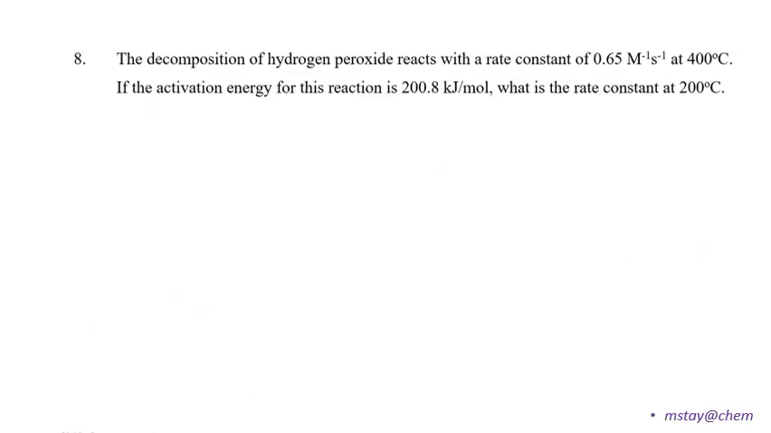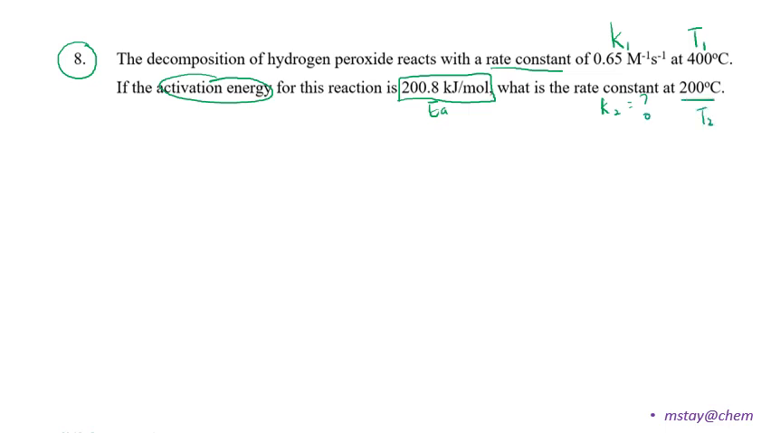Now let's continue with tutorial question number 8. The decomposition of hydrogen peroxide reacts with a rate constant of 0.65 per molar per second. So the rate constant is K, the first rate constant, and we always make the practice that it is K1. At 400 degrees Celsius means this is T1. The activation energy is 200.8 kilojoule per mole. What is the rate constant? They ask us for the second rate constant at 200 degrees Celsius, which means this is T2.